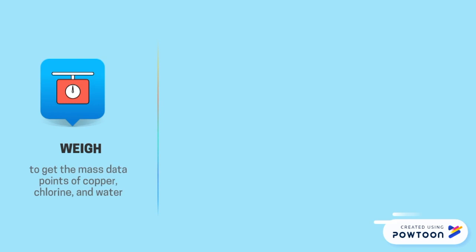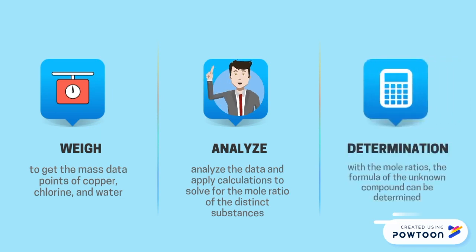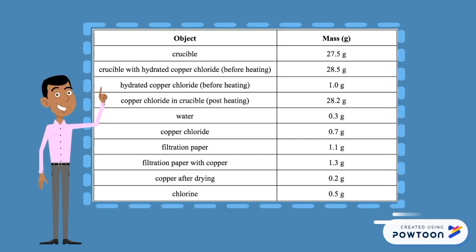All of these steps were to get the mass data points of the copper, chlorine, and water after separating these elements and compounds from the initial state of the unknown compound. We can analyze the data and apply calculations to solve for the mole ratio of the distinct substances. This is a table showing all of the mass data values from the experiment. With these, the process of solving for the empirical formula can begin.